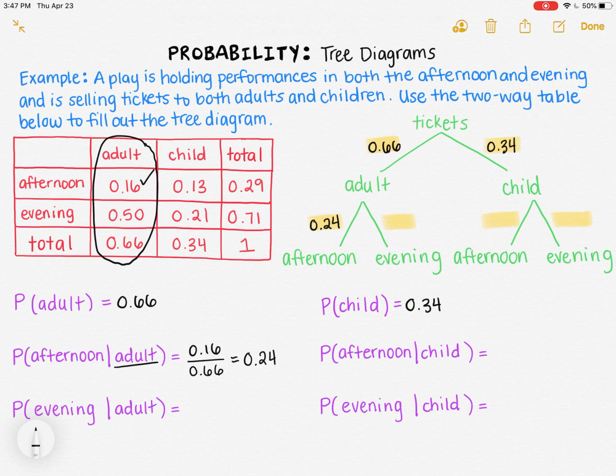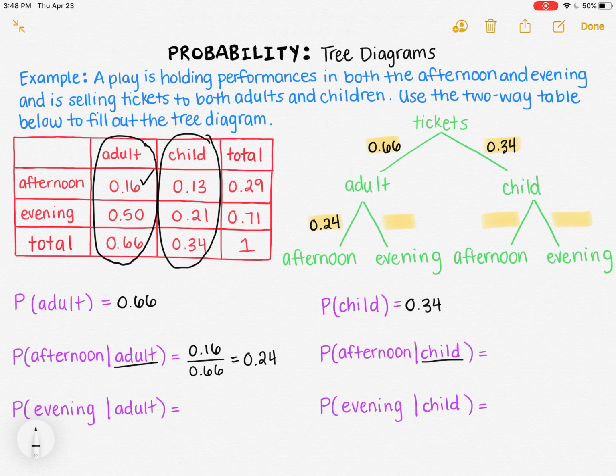Now let's do the same thing on the right side of the diagram. Let's go over to the word child, and child is also broken off into two branches because those tickets can also either be for the afternoon or for the evening. Let's start with the left branch under child. We need to find the probability that a ticket is for the afternoon, given we already know it's a child ticket. So since our condition this time is that we're just looking at the child tickets, we're going to circle the column under the word child.